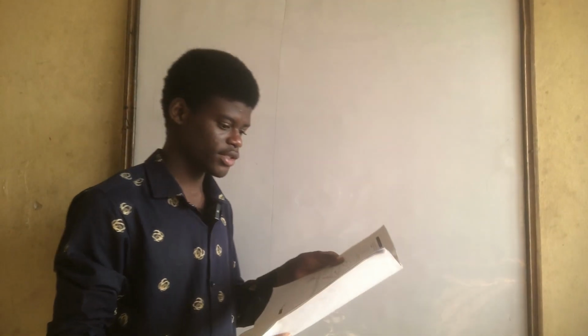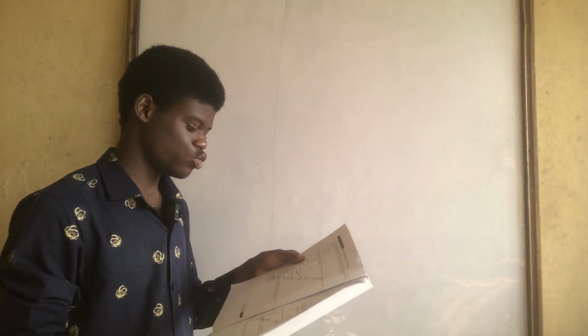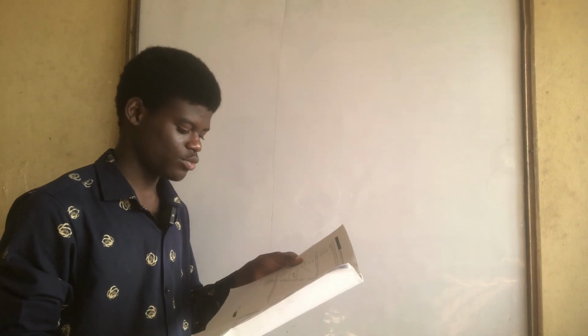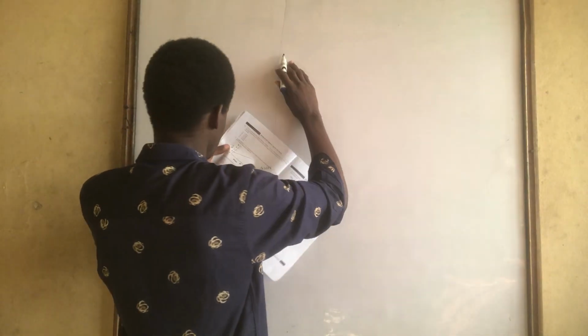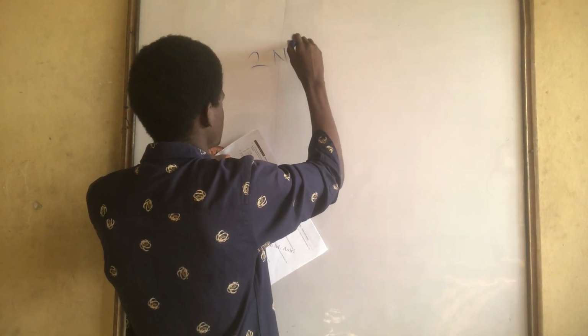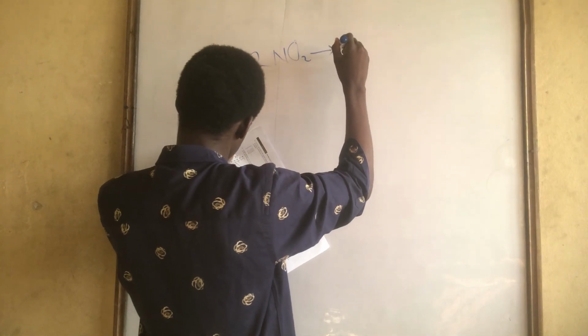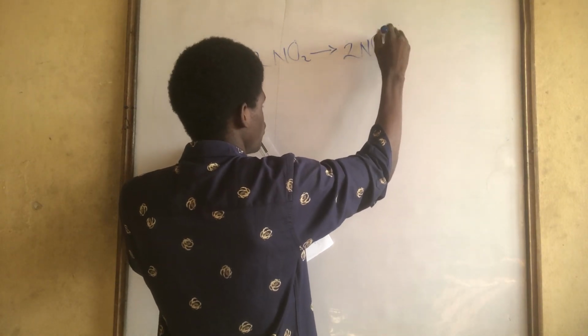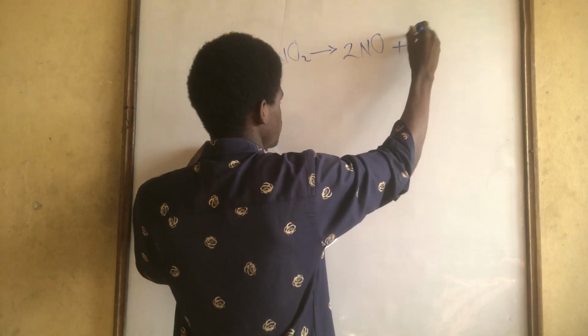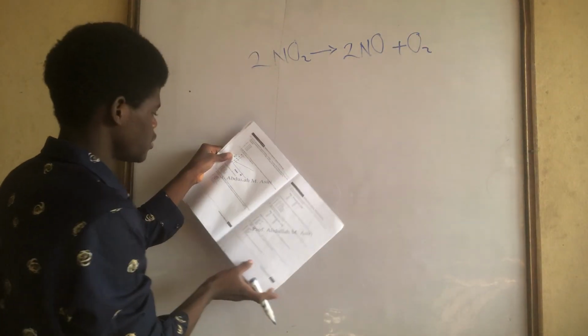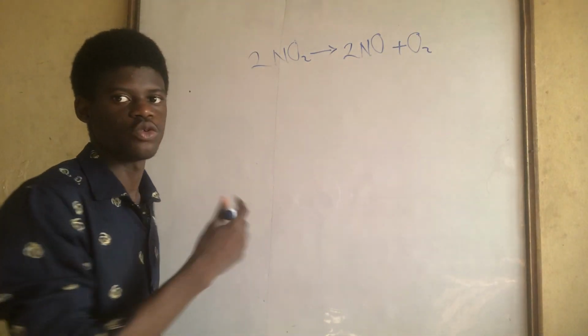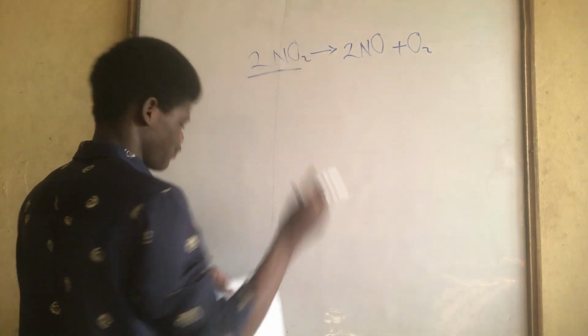So they said question number 36 now. The reaction 2NO2 giving 2NO plus O2 is suspected to be second order in NO2. They are telling us that it's a second order reaction considering only NO2. Let me write the equation: 2NO2 giving 2NO plus O2, right? Then they said it's suspected to be second order in NO2, so we are considering only NO2.